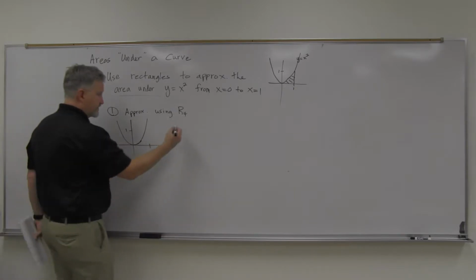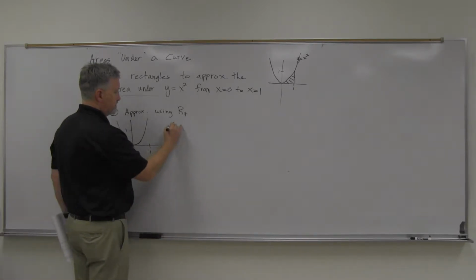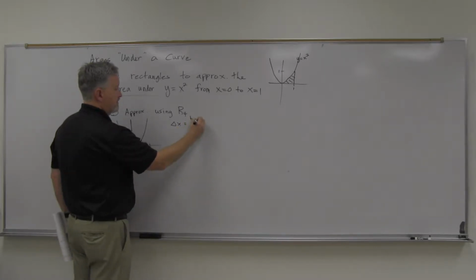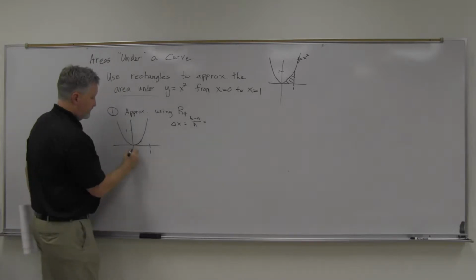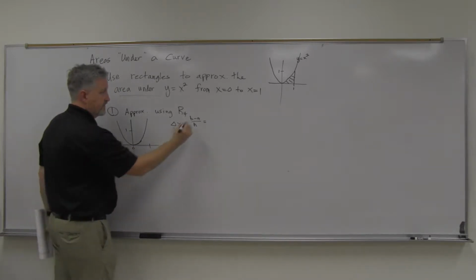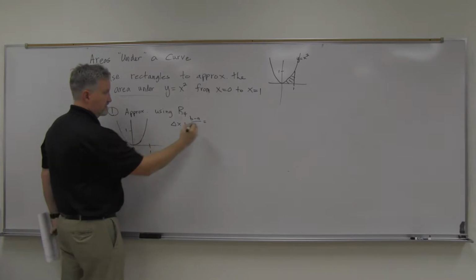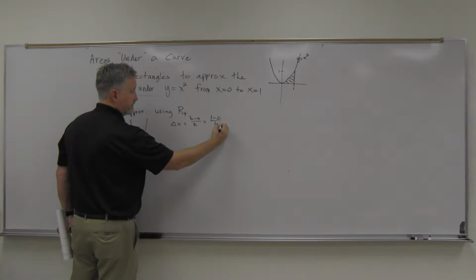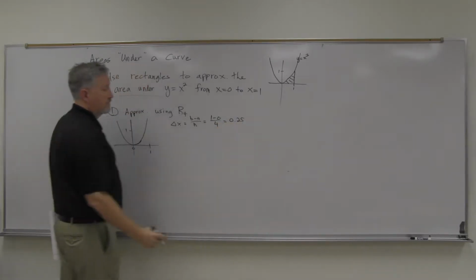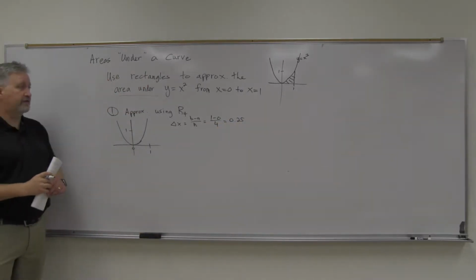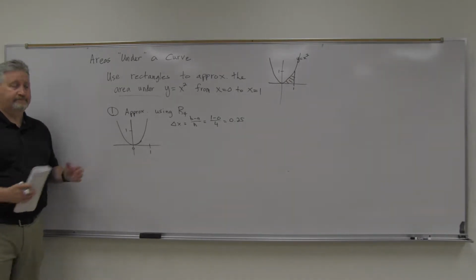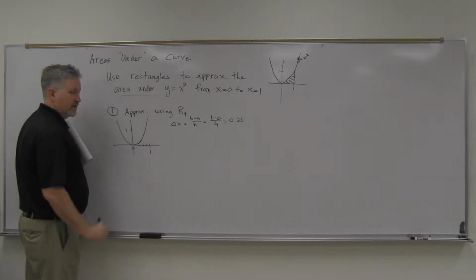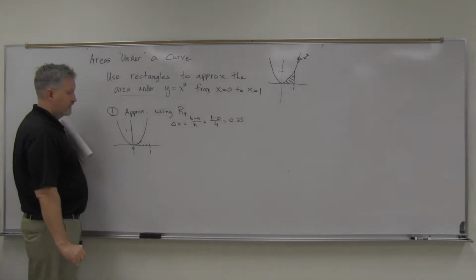The first thing you usually do on computing these things is compute your delta x, which is your width. What's delta x here? b minus a over n. I'm going from 0 to 1, so b is 1 and a is 0, so 1 minus 0. n is the number of rectangles, so I've got 4 rectangles, so I'm talking 0.25, or a quarter, however you want to write it, but 0.25 is our width. So I'm going to divvy up the x-axis into quarter units. 0.25.